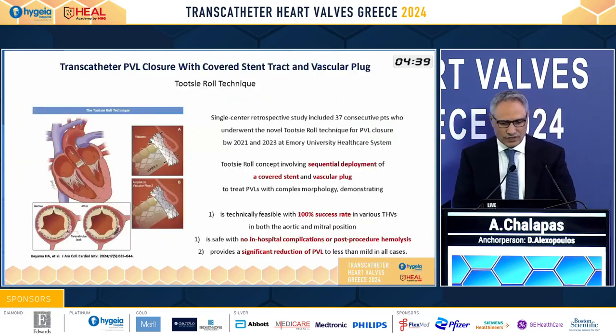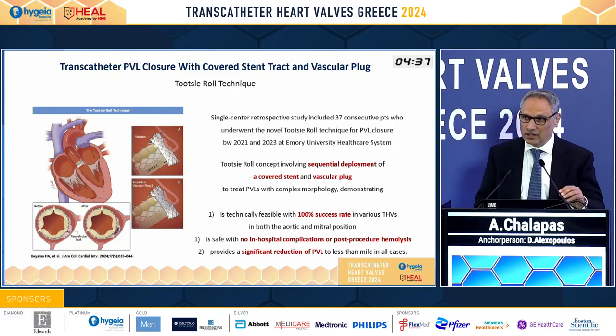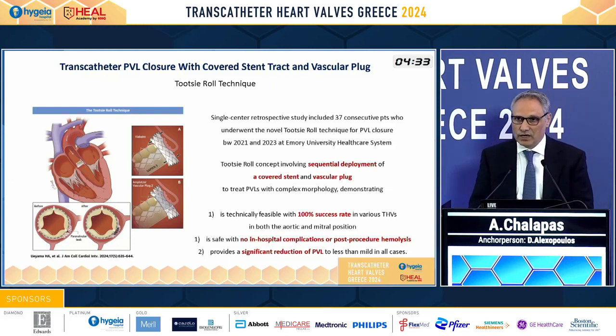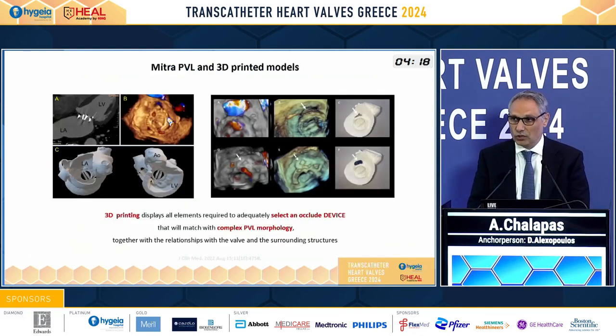And this is a very interesting technique, very recently published in JACC Interventions, coming from memory, 40 cases for both para-aortic and paramitral defects, showing this interesting sequential deployment of a covered stent initially and thereafter a vascular plug. The technical success was 100%. There was no in-hospital complication or post-procedural hemolysis.